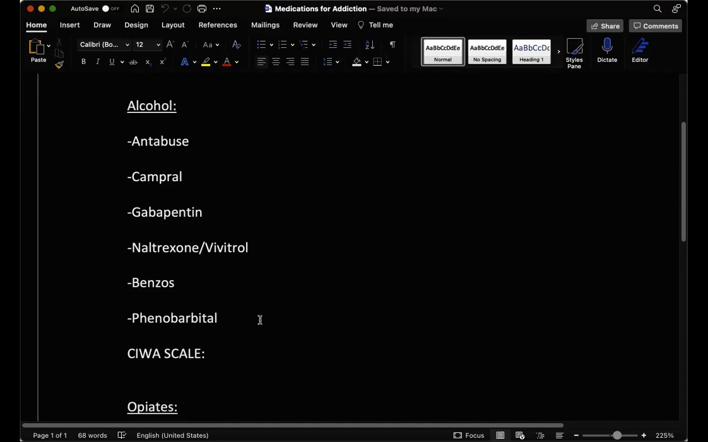So then there's a taper, and that's when the cravings start. So keep that in mind, and we're going to put that on hold. And now we're going to go to benzos. So then we have benzos.